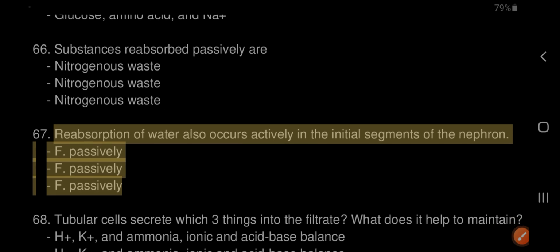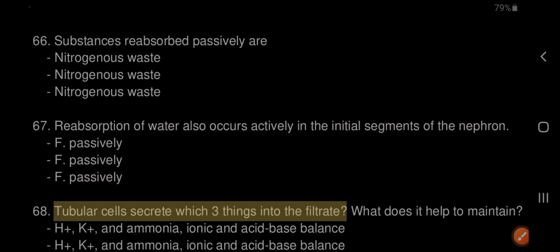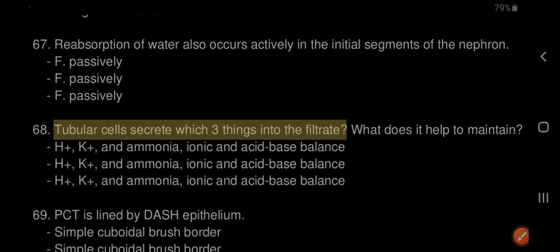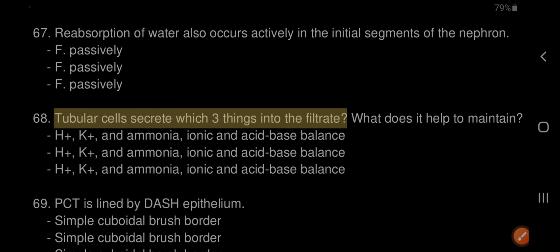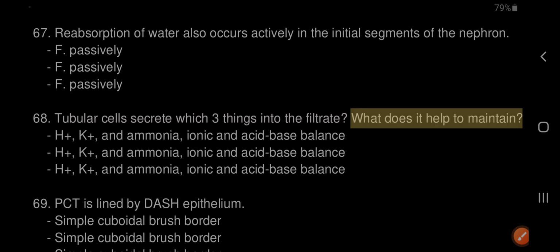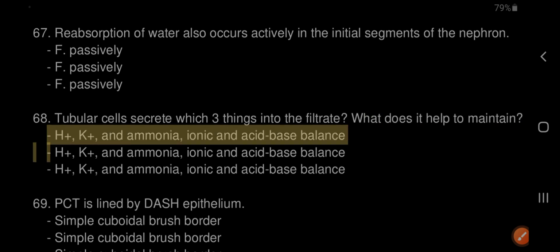68. Tubular cells secrete which three things into the filtrate? What does it help to maintain? H+, K+, and ammonia; ionic and acid-base balance.